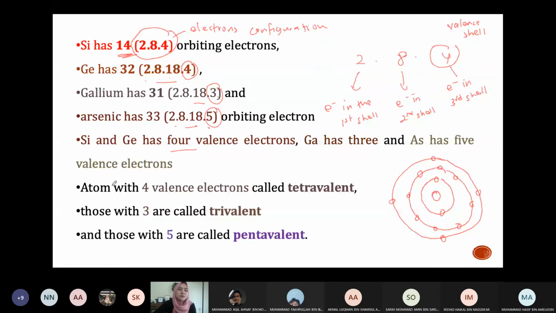You can see that atoms with 4 valence electrons, which are silicon and germanium, we call tetravalent. Those with 3 valence electrons, we call trivalent, and for 5 valence electrons, we call pentavalent. So arsenic is a pentavalent and gallium is a trivalent. Silicon and germanium are tetravalent.